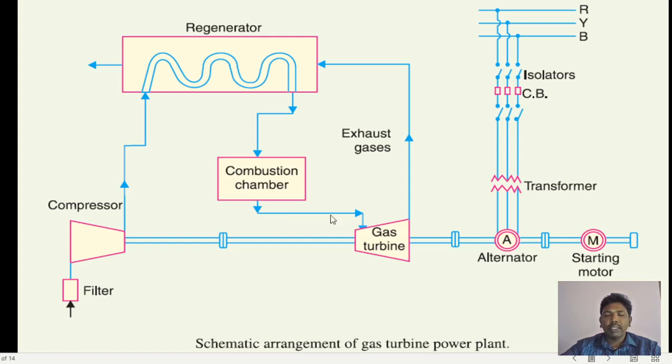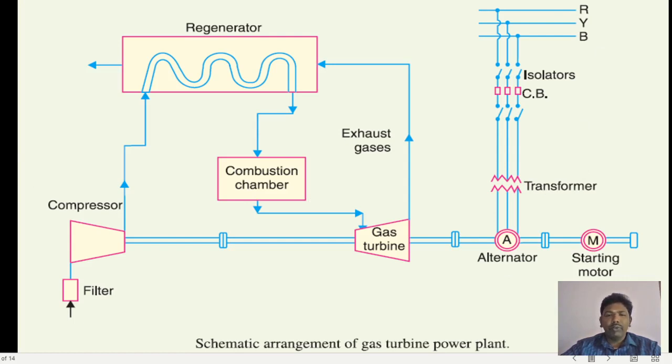Once this gas enters the gas turbine and leaves outside, we call it exhaust gas. Those exhaust gases are also passed back to the regenerator, through which you are again sending it to the combustion chamber. So this is the overall layout of your thermal power plant run by a gas turbine.